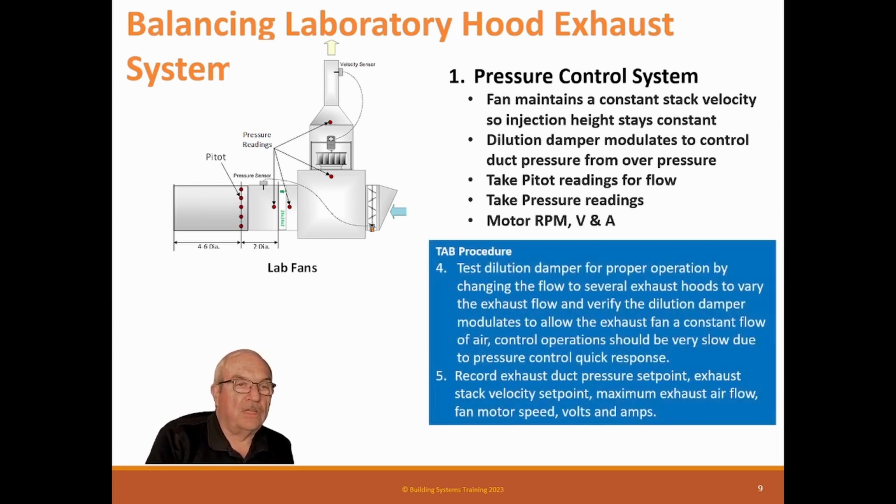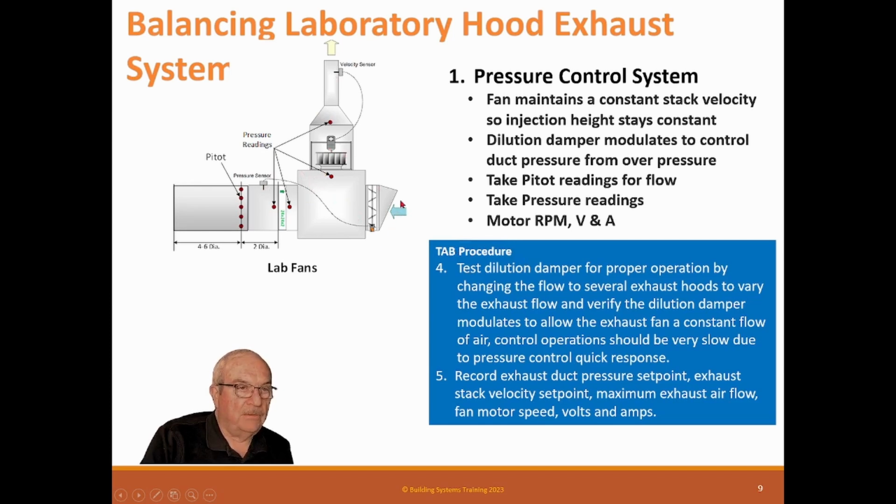Then test the dilution damper for proper operation by changing the flow to several exhaust hoods to vary the exhaust flow, and watch the dilution damper modulate to allow the exhaust fan a constant flow of air. Control operation should be very slow due to pressure control quick response. Record exhaust duct pressure set point, exhaust stack velocity set point, maximum exhaust airflows, and the motor speed, voltage, and amps. So this is really kind of an important thing to do, but it does allow you to balance, and as long as they're set up like this, they will work correctly.